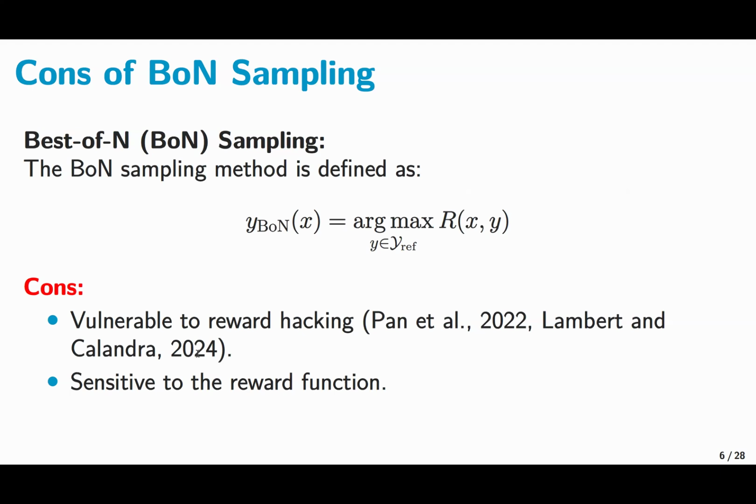However, there are some limitations and concerns in best-of-N sampling. As you can see from the equation, it's vulnerable to reward hacking and sensitive to the reward function, because it depends on the reward function quality. Reward hacking occurs when a large language model exploits flaws in the reward function to achieve high reward in an unintended way rather than the desired behavior.